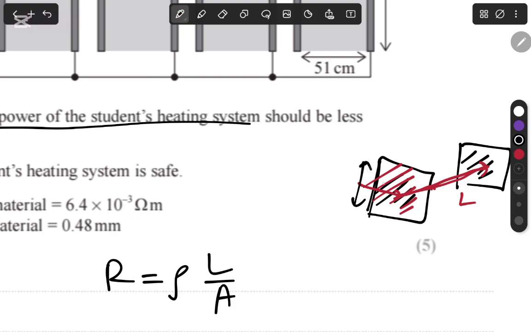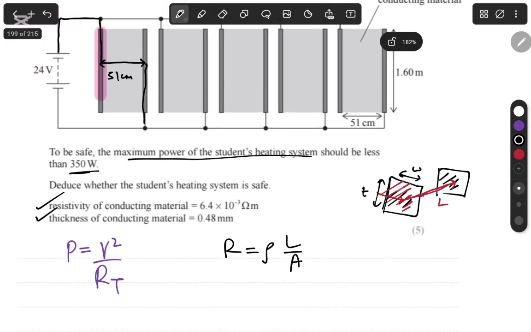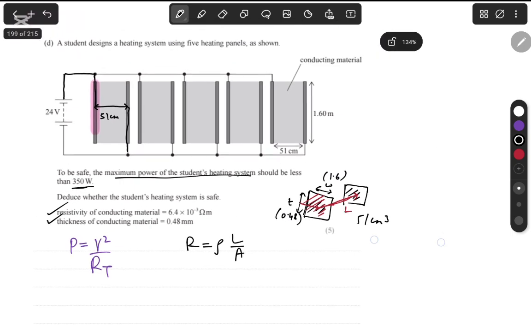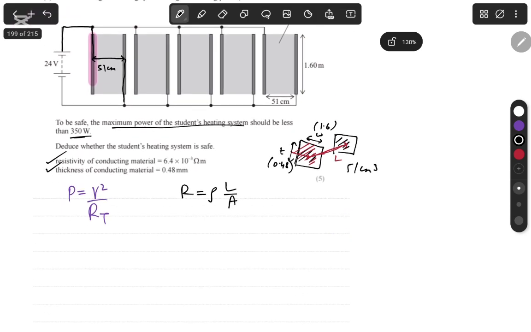Cross-sectional area is going to be the width times the thickness. So it's going to be thickness, this is going to be the width, and that's going to be the length right over there, which is 51 centimeter. This is going to be 0.48. This is going to be 1.6. Okay, so then you can plug all the values into this formula.